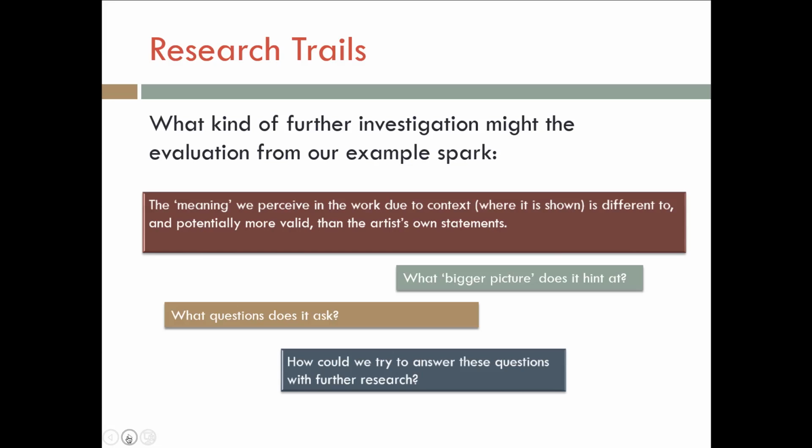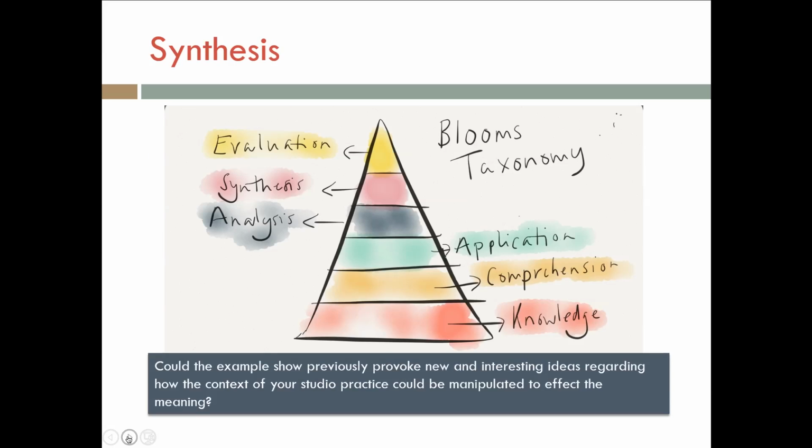So research loops around. It's not a straight line. It's a cyclical process where you find something interesting and you go off and investigate it, and that leads you to come up with something even more interesting. And you're making a lot of notes. You're putting together an awful lot of information. And think about it: do you think that kind of research trail might provoke new and interesting ideas regarding how the context of your studio practice could be manipulated to affect the meaning?